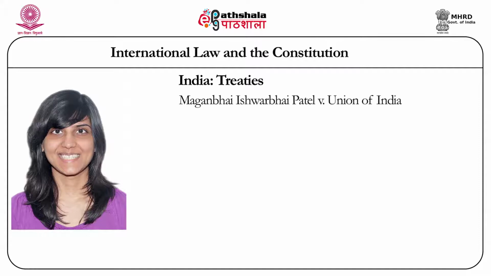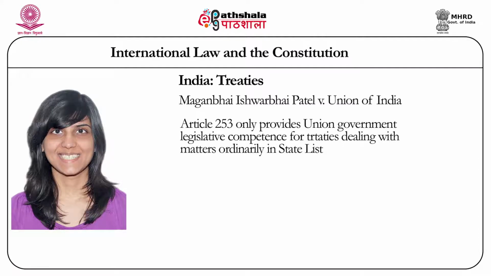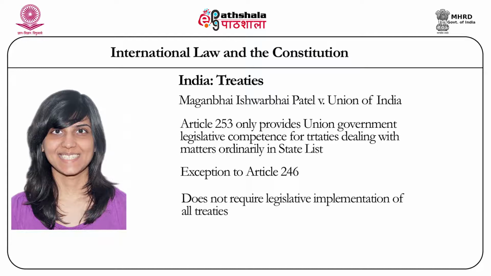Justice Shah held that Article 253 merely provides that if a treaty relates to matters which are ordinarily part of the legislative competence of states, the Union government has the power to enact implementing legislation. It therefore was an exception to Article 246, which provides that the Union government cannot legislate on matters on the state list. But Article 253 does not require that Parliament enact a law to implement all treaties that are entered into by the Union government.